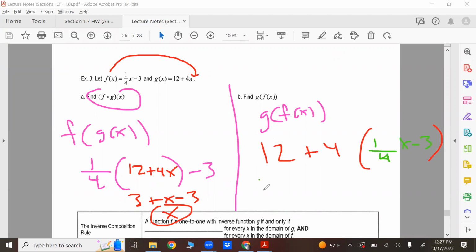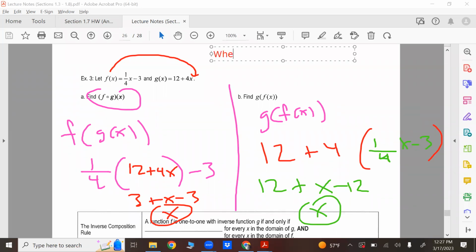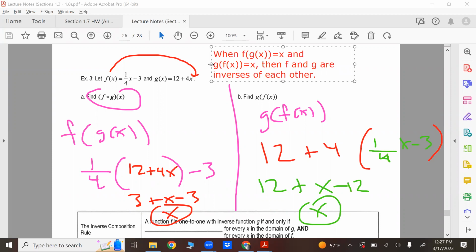Distribute this guy, you get 12 plus x minus 12. You get x again. When this happens, I'll put the text box up above. When f of g of x equals x and g of f of x equals x, then f and g are inverses of each other. They'll always be true.